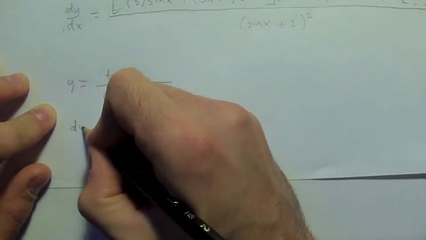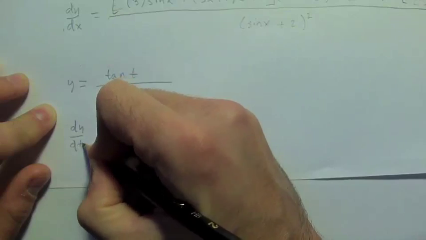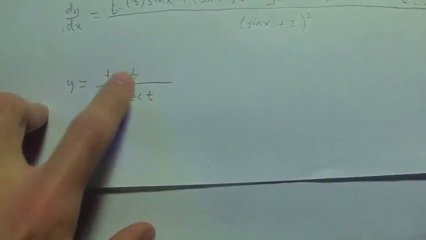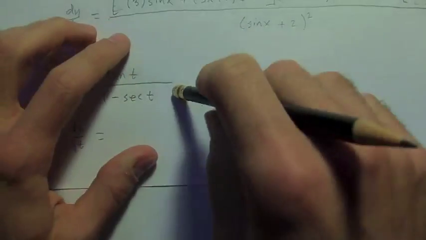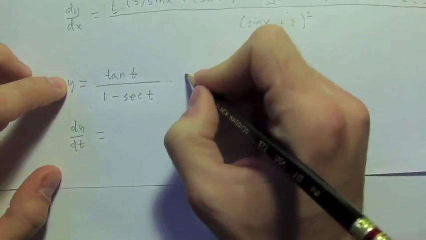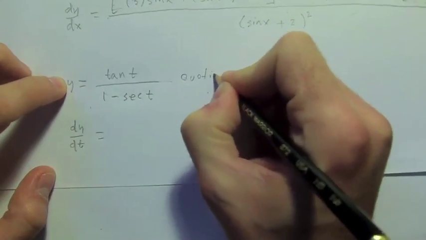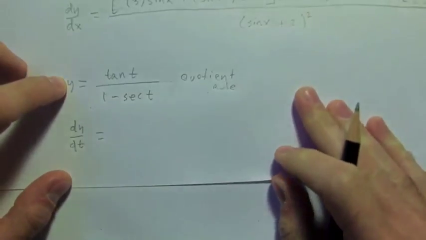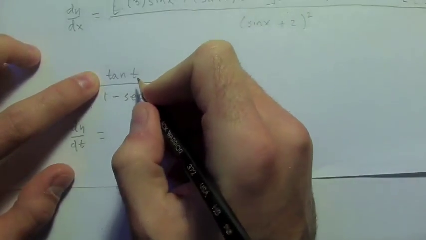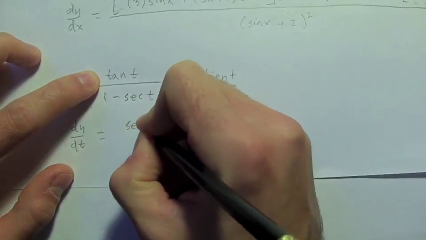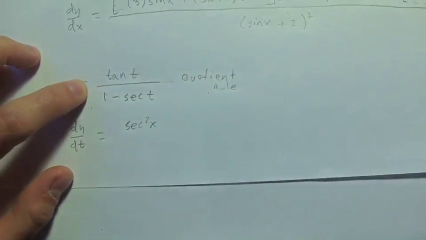So when I take the derivative here, it will be dy over dt. That's the variable we're using. Right? So from here, this is going to be a quotient rule. So it will be the derivative of the top, and the derivative of the top, well, the derivative of tangent is secant squared.